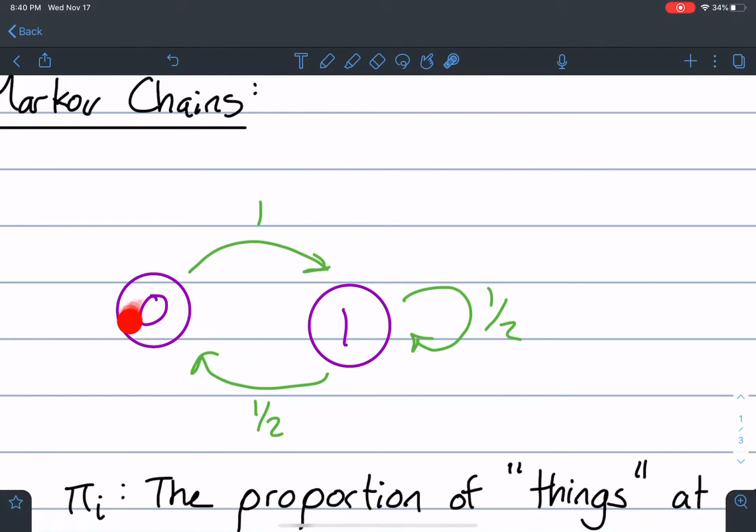The amount of things that change from state 0 to state 1 is all of it, so 1. The amount of state 1 that changed to 0 is half, and the amount that changed from 1 to 1 is half. The amount leaving always has to equal 1. If you look here, there's only one arrow coming out of 0, but it's 1. If you add up the arrows coming out of 1, it's half plus half, that's 1.